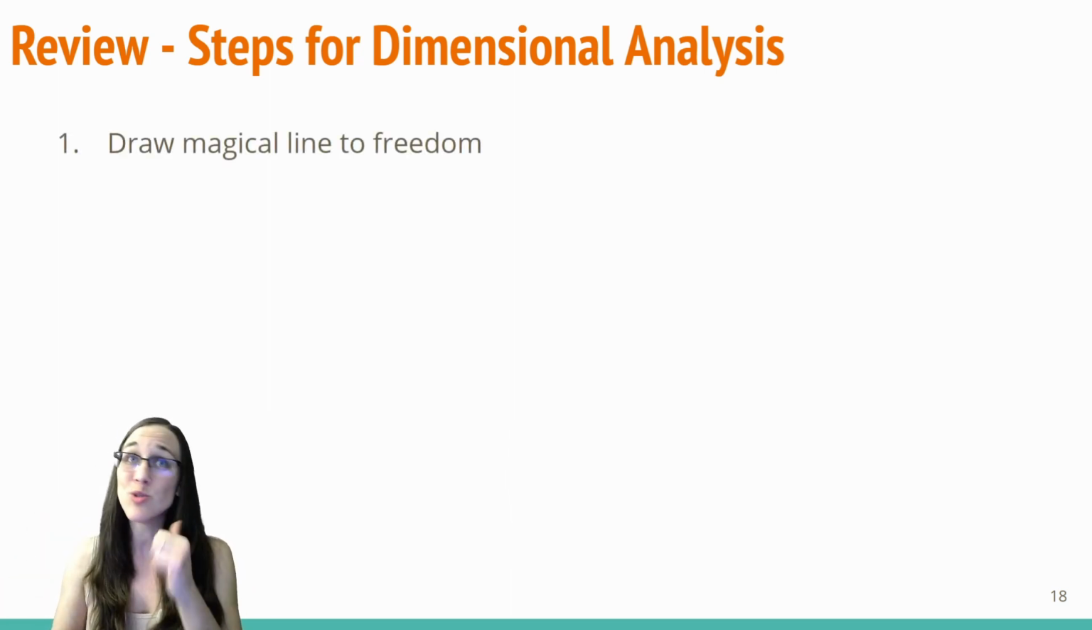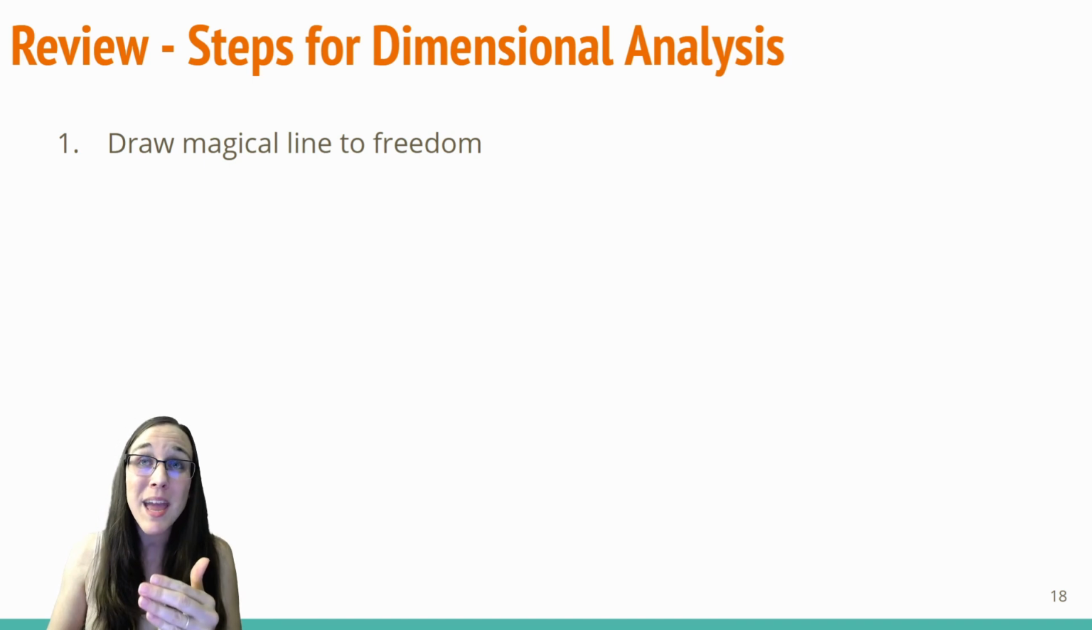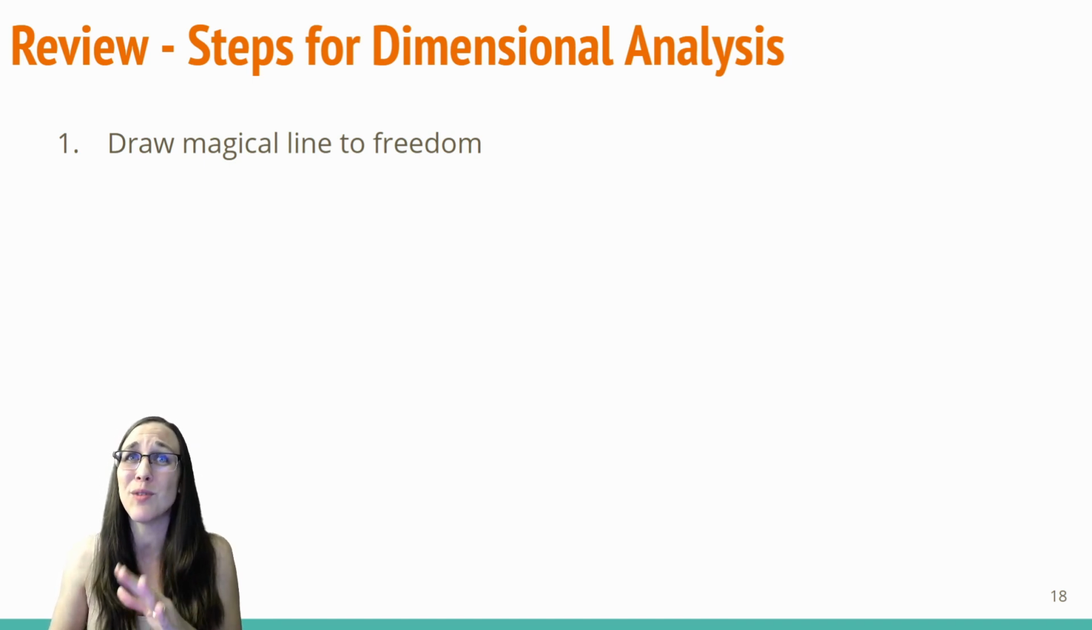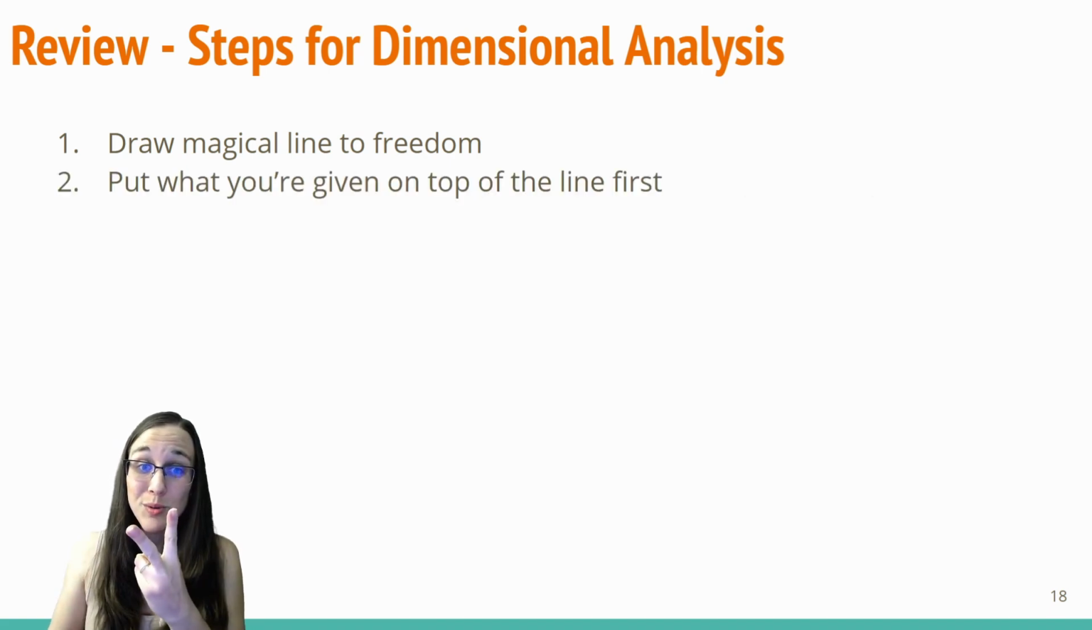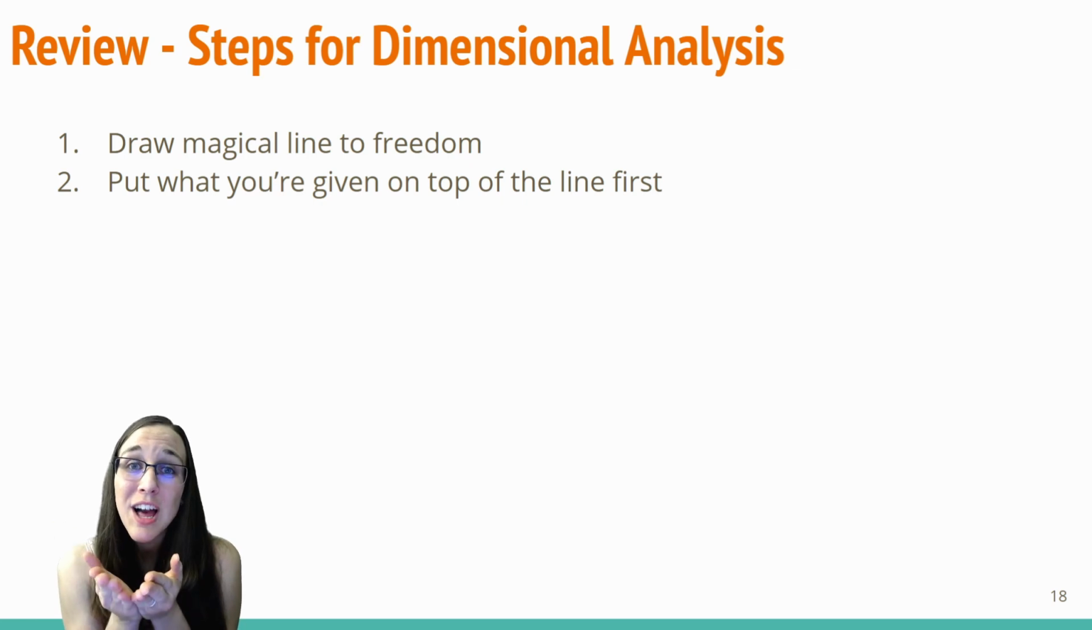First and foremost, draw that magical line to freedom. Just draw a line. This is the way. It's a lot less intimidating to have a line on the page than just a blank page staring back at you, especially if you're unsure of yourself working with math like I am. Number 2. Put what you're given, your gift. Put that as the first thing on the top of your line, all the way to the left.